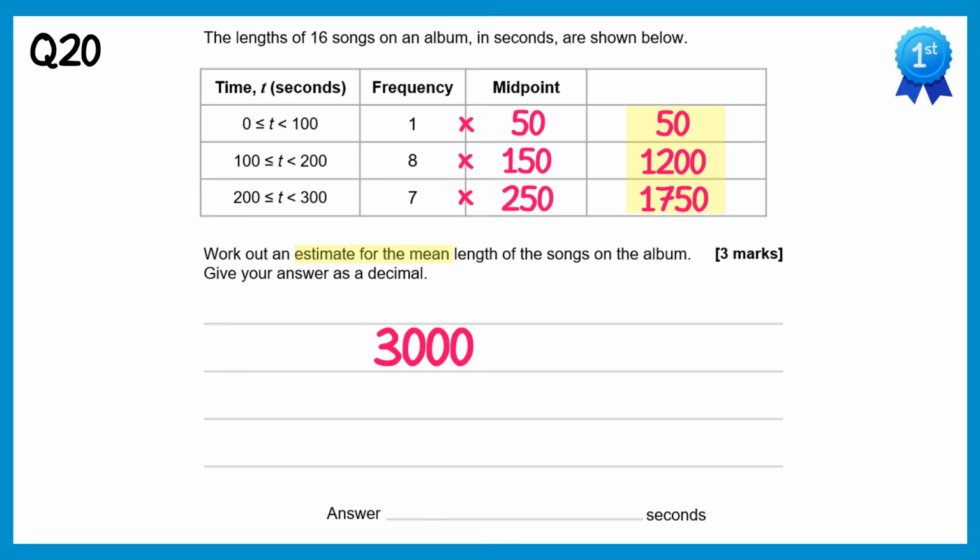Next we need to divide this by how many songs there were. You can find this by adding up the frequency column here, but we were also told in the question there are 16 songs, so we can just divide 3000 by 16. And that gives you the answer 187.5 seconds.